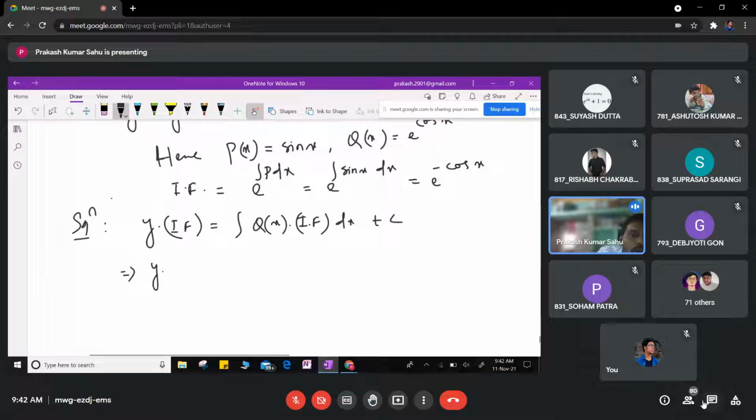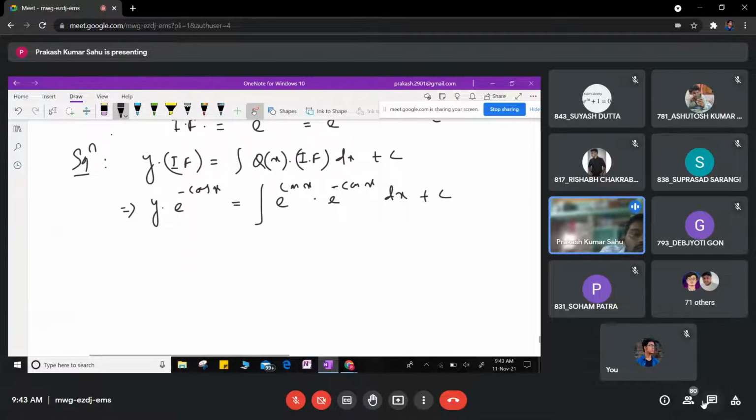y into e to the power minus cos x is equal to the whole integration. Your Q(x) is e to the power cos x, into the integrating factor e to the power minus cos x, dx plus c. So that implies y into e to the power minus cos x is equal to the integration of 1 dx, because e to the power cos x into e to the power minus cos x is what? 1, plus c. So this is nothing but x plus c.